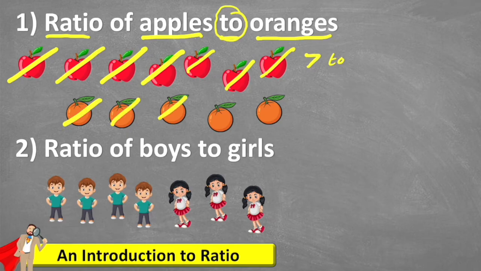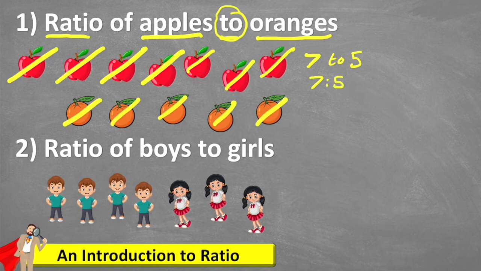1, 2, 3, 4, 5. So we have 7 to 5. So our ratio is 7 apples to 5 oranges. That's the first way of showing it. Then we could show it using the colon, which is the symbol for ratio. So we could show 7 colon 5.